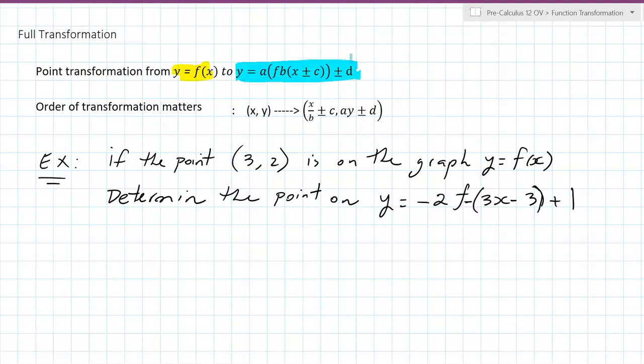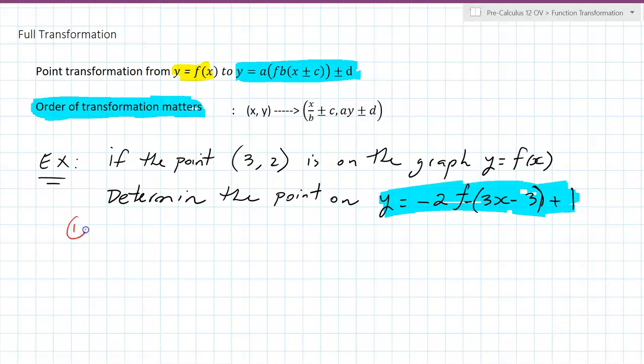We got a point (3, 2) on the original graph of f of x. We're going to do this transformation to it, and we're going to change that coordinate and see what happens after all the transformations. Now here's the first thing that you need to know. Order of transformation matters. You must follow the order, and the order of transformation starts with reflection and goes from there. So first one is the reflection of any kind, vertical and horizontal. Okay, we need to know both.